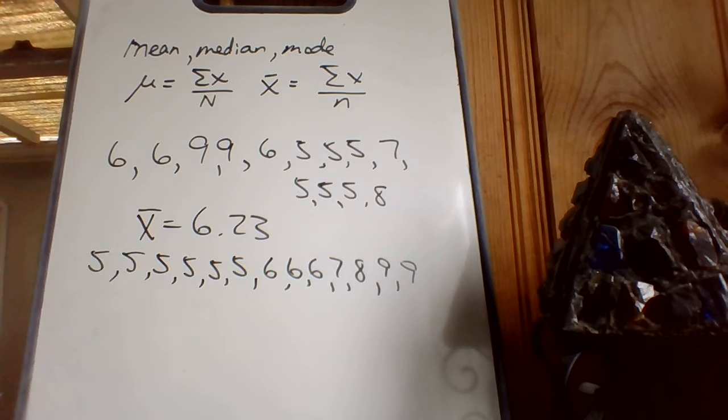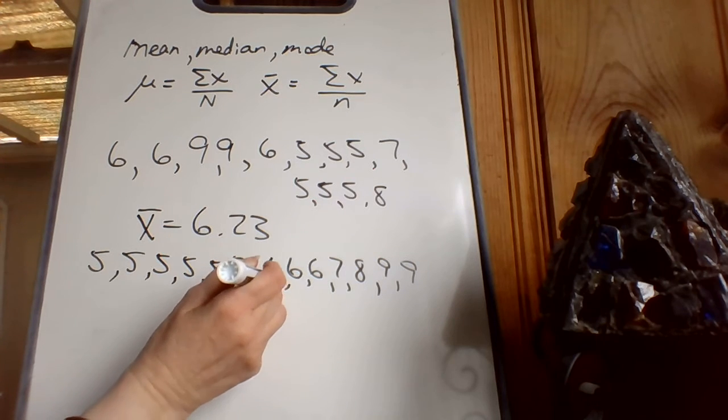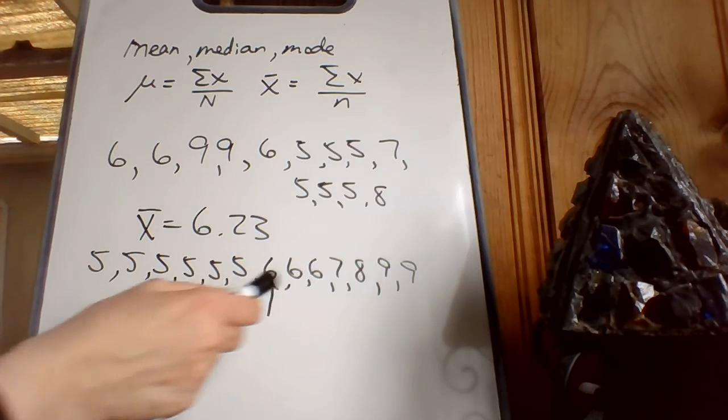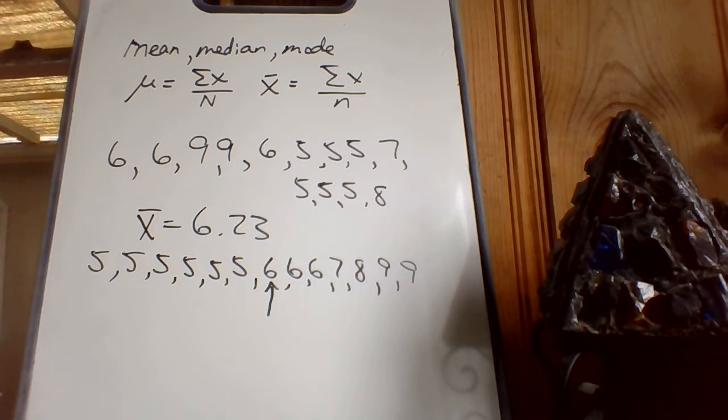Okay, well, this 6 right here is the very center, because there's 6 over there on that side, and there's 6 over there on that side. Okay, so the median is whichever one's in the center, which in this case is 6. You have to rearrange them first, and then do that.